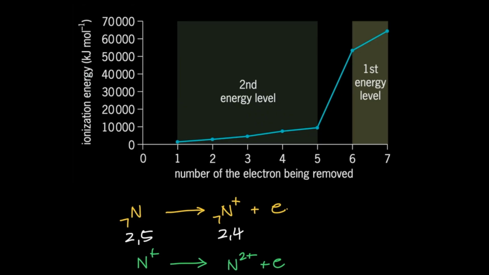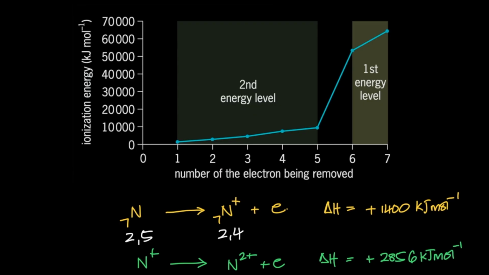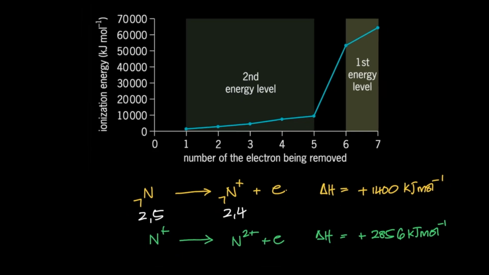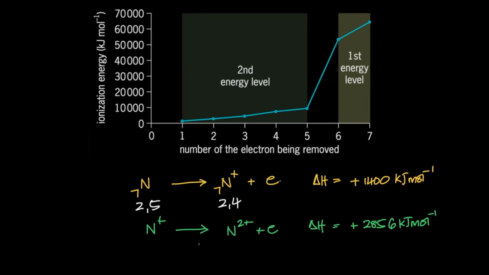And what we knew was the delta H for the first reaction, the first ionization energy, is plus 1400 kilojoules per mole, and the second ionization energy is plus 2856 kilojoules per mole. And obviously in the second ionization energy, you're going from 6 electrons to 5 electrons. So why is it that successive ionization energies are more endothermic? Or why is the second ionization energy always going to be higher than the first one?